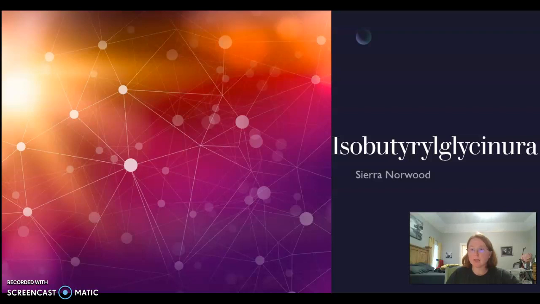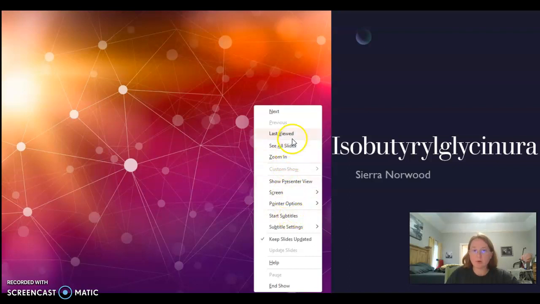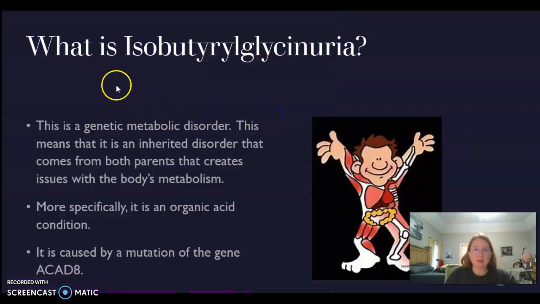I had the genetic disorder of isobutyrylglycinuria, and this is the slide about it. So we will start by going through the slides. So what exactly is it? It is a genetic metabolic disorder. That means that it's an inherited disorder that comes from both the parents that creates issues with the body's metabolism. More specifically, it is an organic acid condition, and it is caused by a mutation of the gene ACAD8.